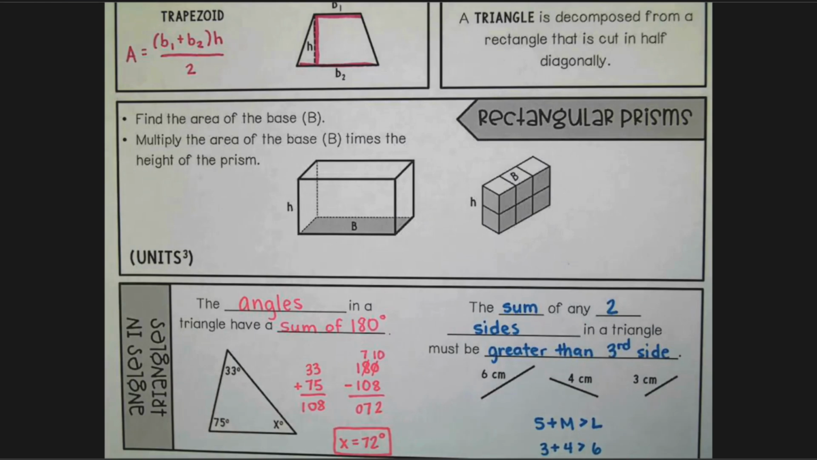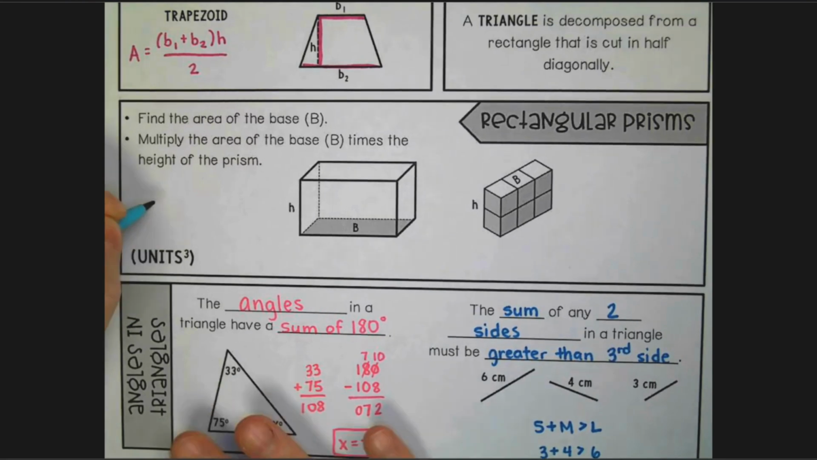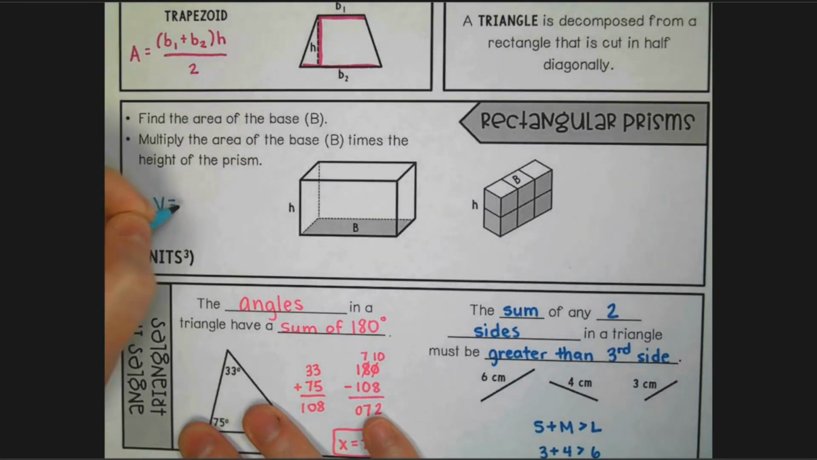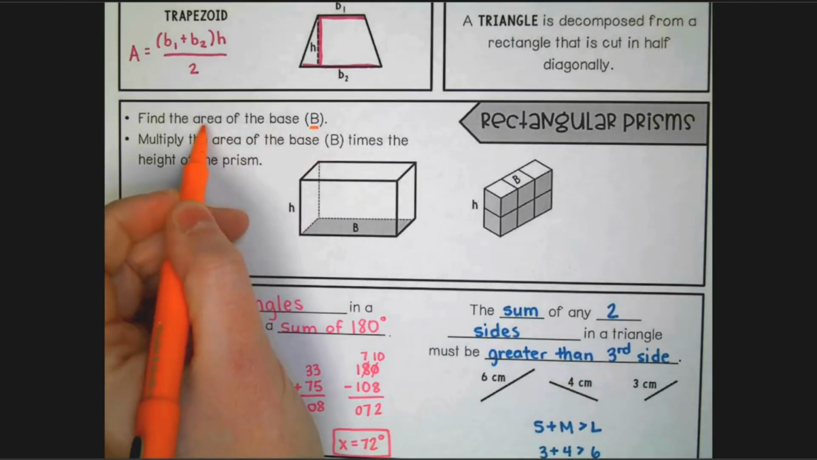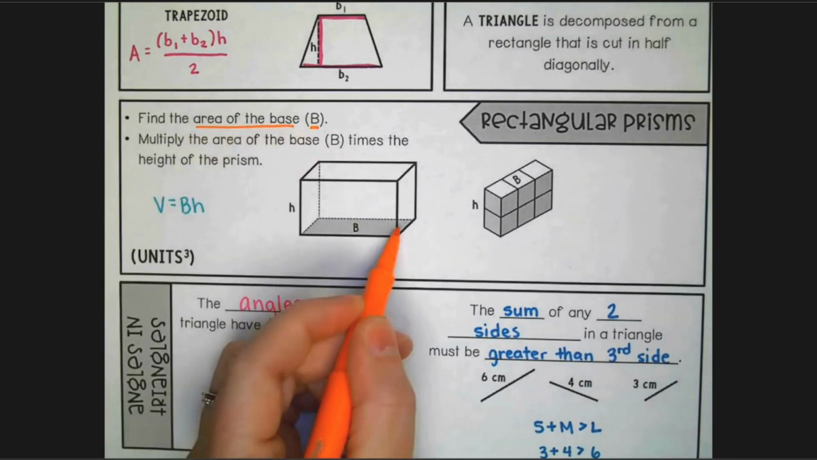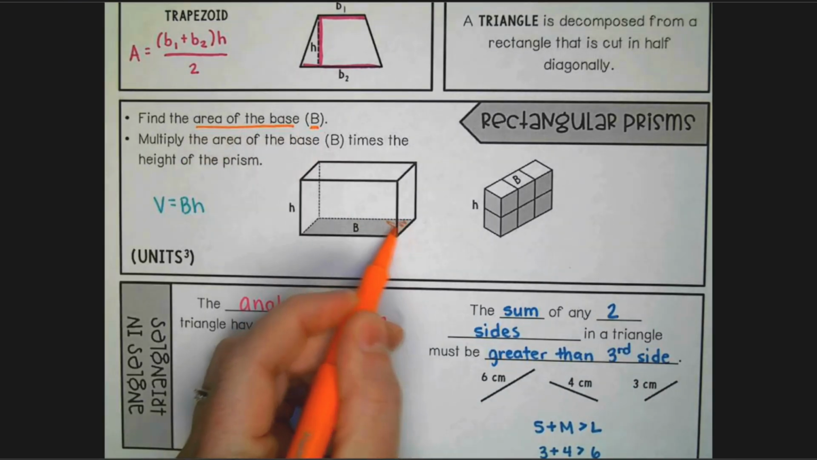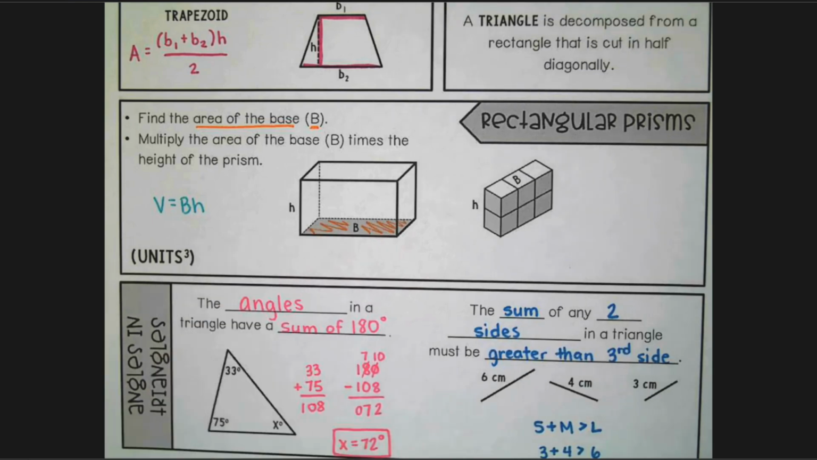When you get your STAAR chart on the day of STAAR, you're going to be given a formula for this, but it's a little bit confusing because the formula is V equals capital B times H. So the V obviously stands for volume. A lot of people think that the B stands for base, but that's confusing because it really doesn't. The big B is the area of the base. So when you see this shaded part down here, that's big B, the area of the base.